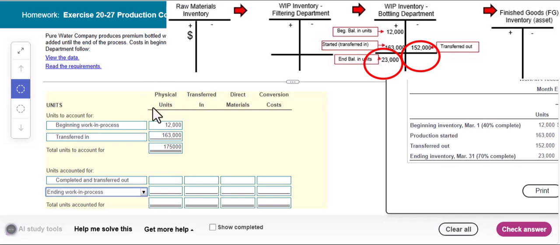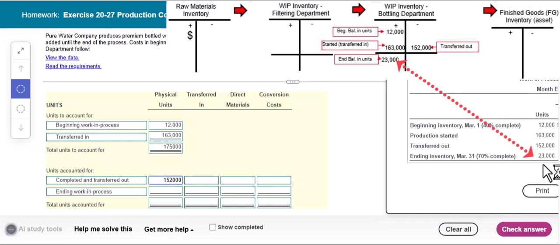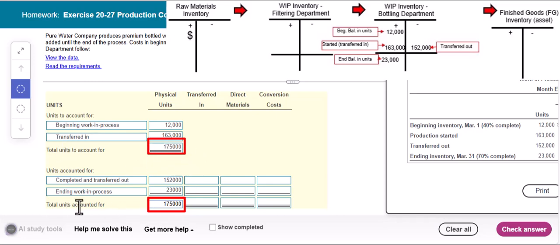So we are first focusing on these physical units. Again, the completed and transferred out comes here from the 152,000 units. So those are done, and then we still have 23,000 that are 70% complete. These are incomplete and are going to stay in work in process for now. Then we can add those up for the total units accounted for: 175,000. And again, these total units to account for, this 175,000, has to match the total units accounted for.